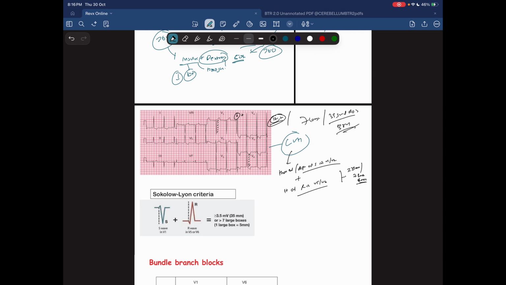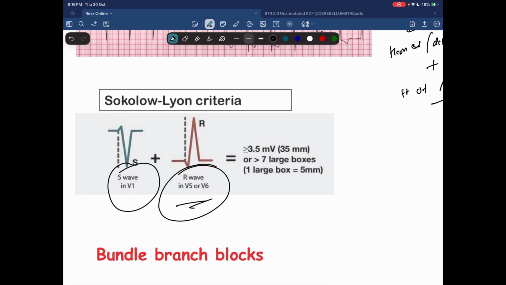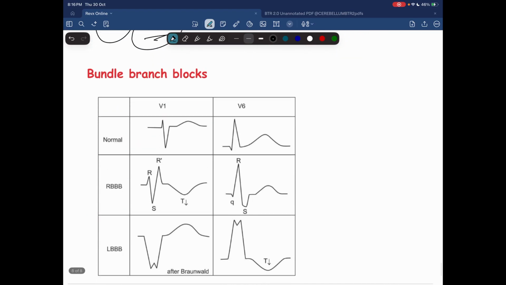That is how you know the patient has left ventricular hypertrophy. So again, height of S in V1 plus R wave in V5 or V6, if it is more than 35 millimeters or more than or equal to seven large boxes, this sorts this.